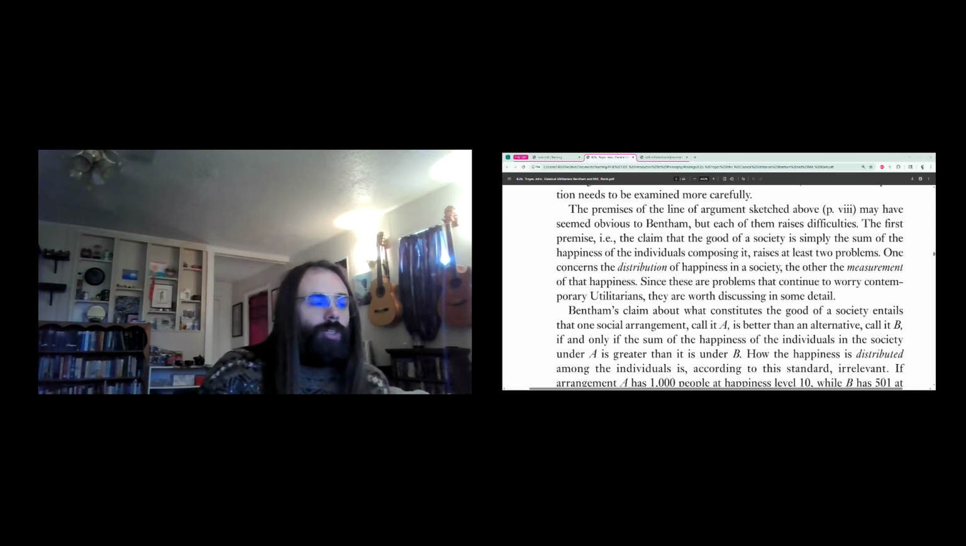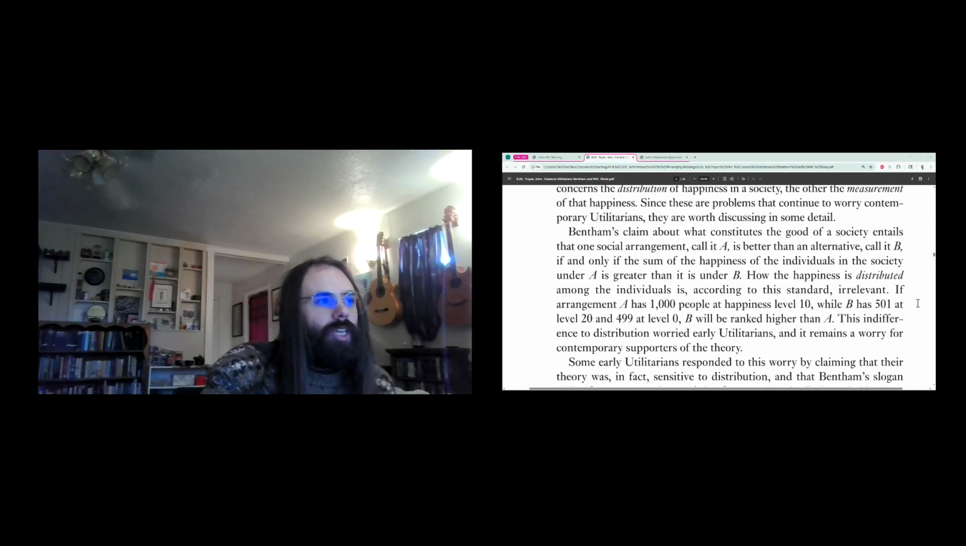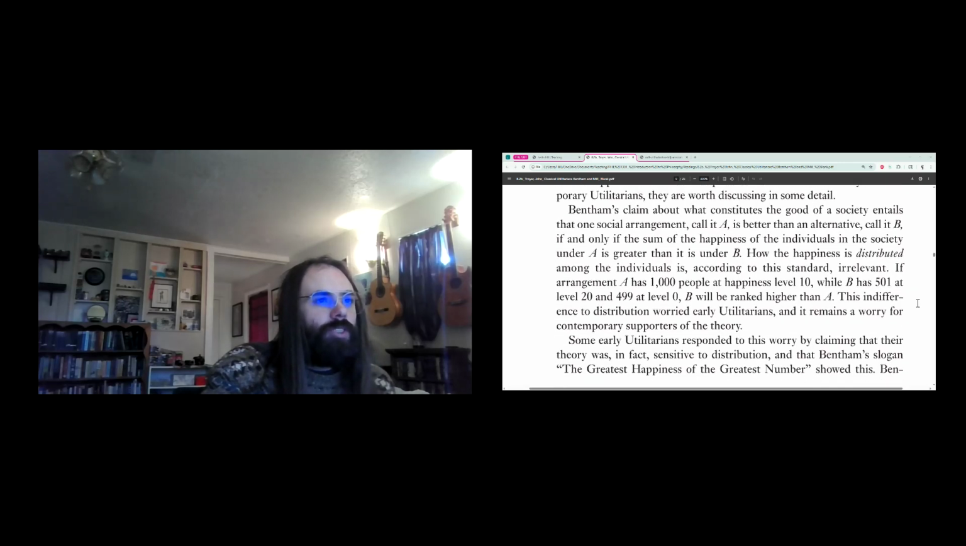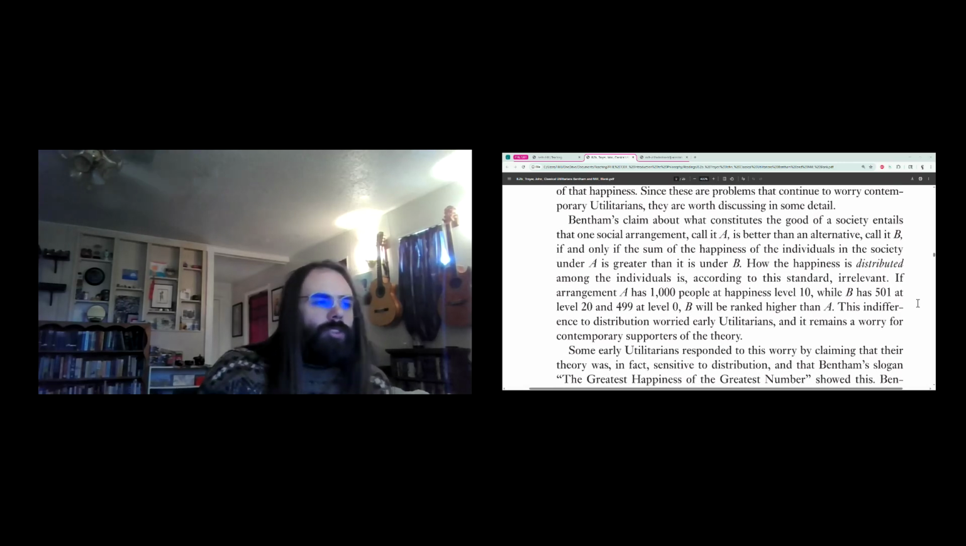One concerns the distribution of happiness in a society, the other the measurement of that happiness. Since these are problems that continue to worry contemporary utilitarians, they are worth discussing in some detail. Bentham's claim about what constitutes the good of society entails that one social arrangement, call it A, is better than an alternative, call it B, if and only if the sum of the happiness of the individuals in the society under A is greater than it is under B.